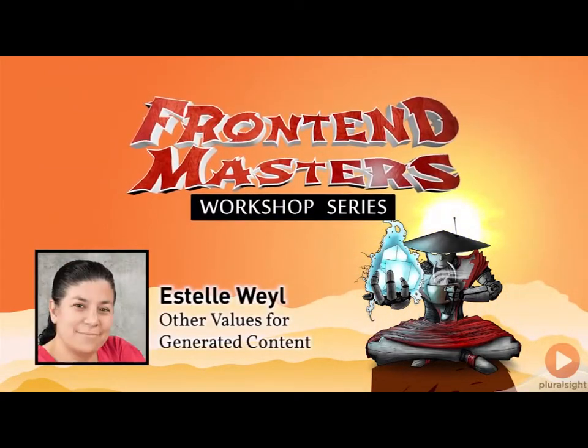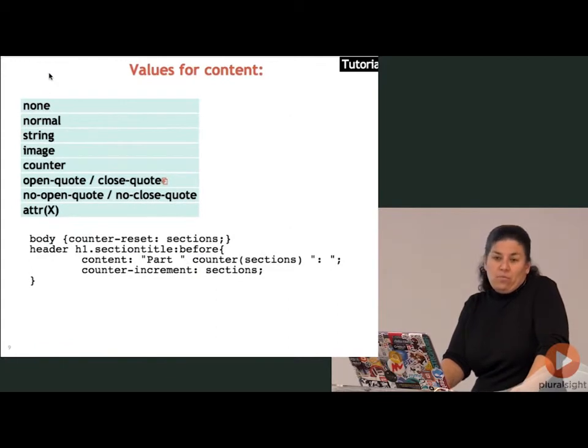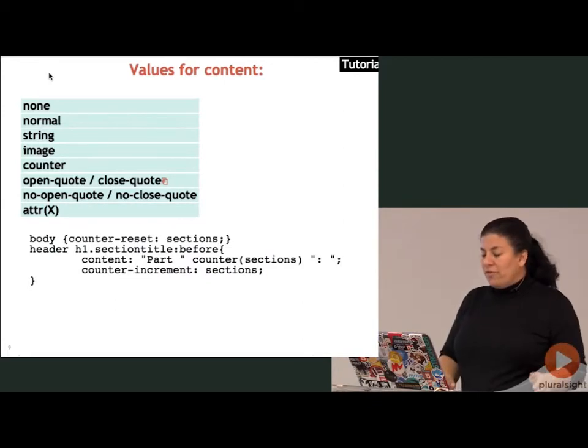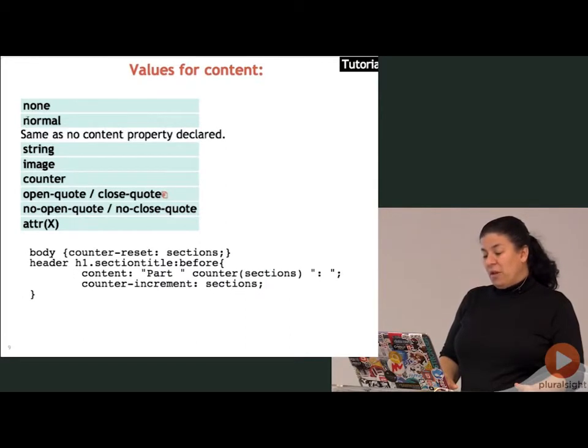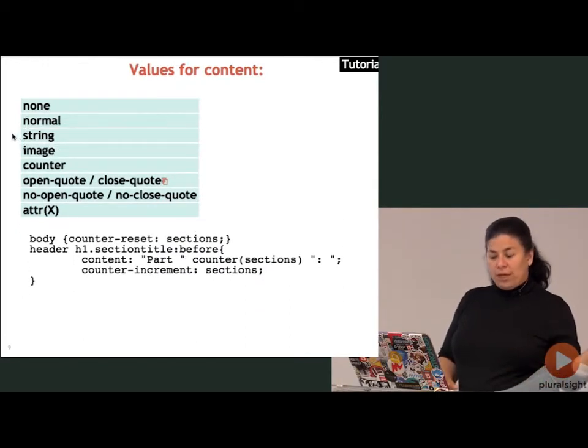So the values can either be the key term none, which is, you're like, why do you need none? Because sometimes you have it on everything and then you want to overwrite 3 of them and put none. So that's one use of none. Normal is basically the same as none. String, you can put any string you want, like I showed you.